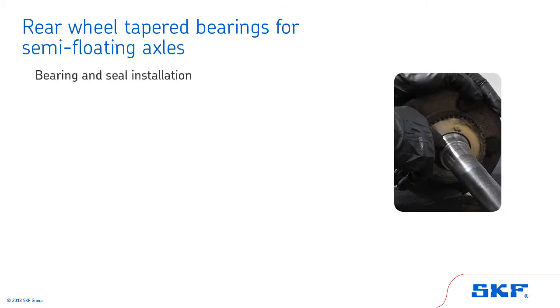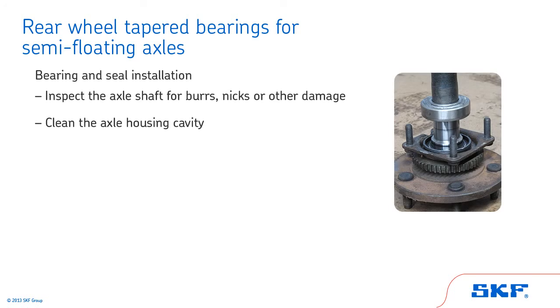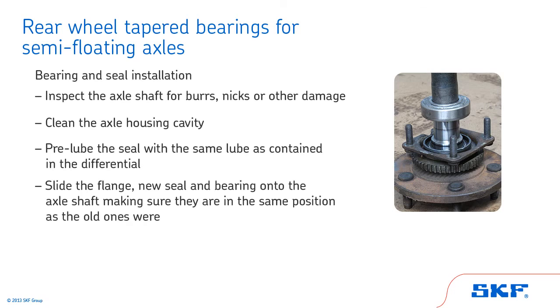Now we'll review bearing and seal installation for rear wheel tapered bearings for semi-floating axles. Start by inspecting the axle shaft for burrs, nicks, or other damage. Carefully smooth out any roughness with an emery cloth and clean the axle housing cavity. Next, pre-lube the seal with the same lube as contained in the differential. Put a light coat of wheel bearing grease on and around all surfaces of the bearing. Then slide the flange, new seal, and bearing onto the axle shaft, making sure they are in the same position as the old ones were.